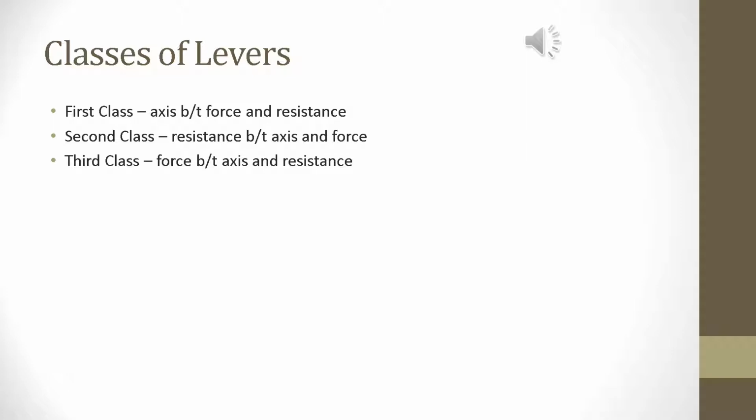Just in a nutshell, the first class lever could be described kind of like a seesaw. The second class lever is described in terms of how a wheelbarrow would work as a lever. The third class lever would be defined as a screen door, and I'll explain that more when we get into class.